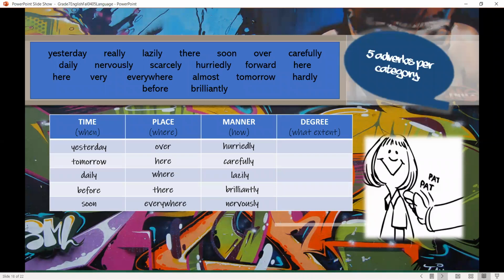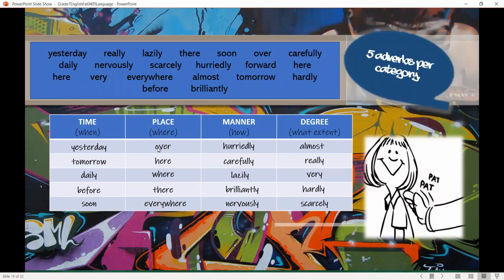Now it's easy to find to what extent, because we aren't left with much choice. So we have almost, really, very, hardly, scarcely. And you could probably look at the first row and you go, yesterday, over, hurriedly, almost. You can actually make a sentence, can't you?